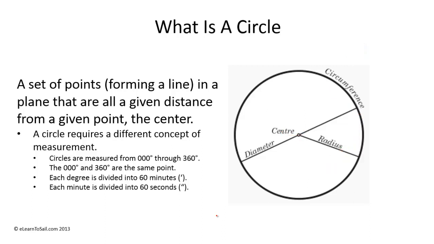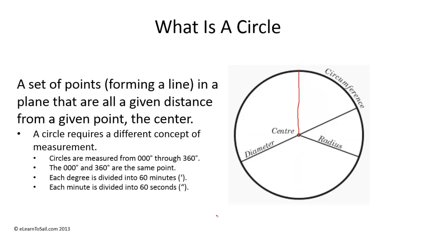Now, in navigation, we typically start from 0 being straight up and measure 0 through 360 degrees in a clockwise direction. East is 90 degrees, south is 180 degrees, west is 270 degrees. Those are our typical measurements.